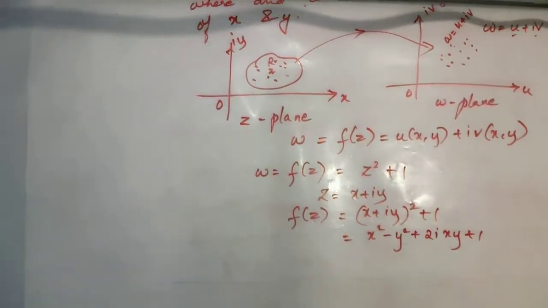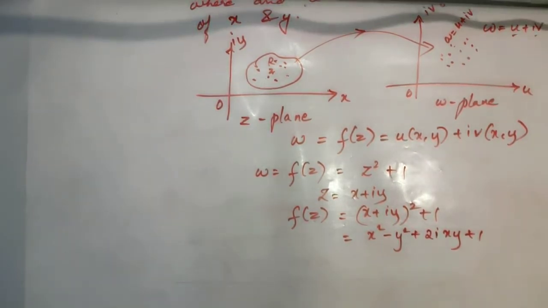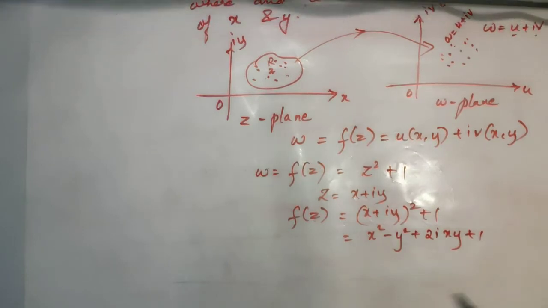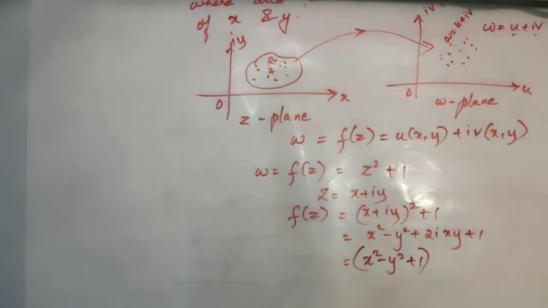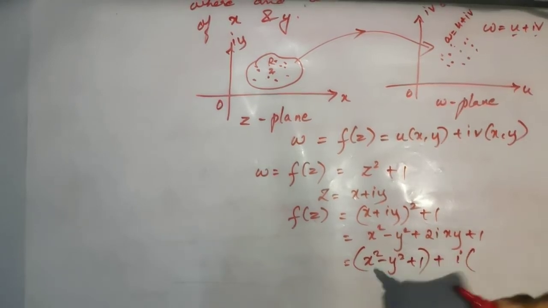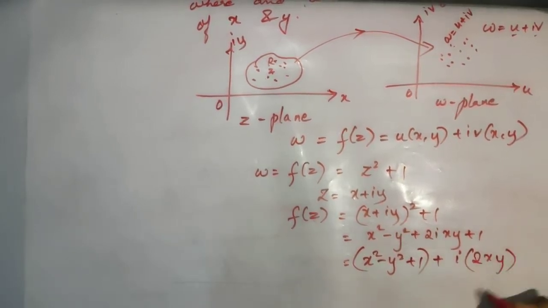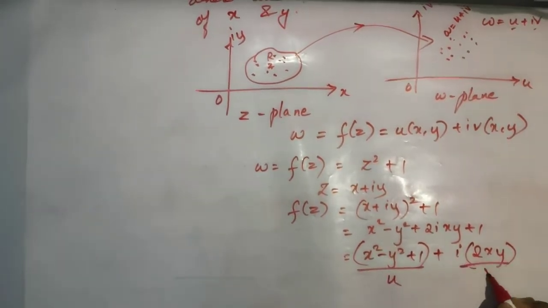So now you are going to collect all the real part one side and all the imaginary parts one side. Wherever you have i, that will be your imaginary part. Wherever you have terms independent of i, that will be your real part. So x square minus y square plus 1, this is going to be the real part, plus anything which is accompanied with i. So I am going to separate that. So it is 2xy, it is accompanied with i. So you can see that this is my real part, this is my imaginary part. So this is my u, this is my v.